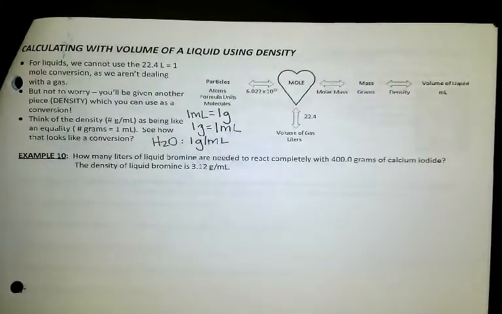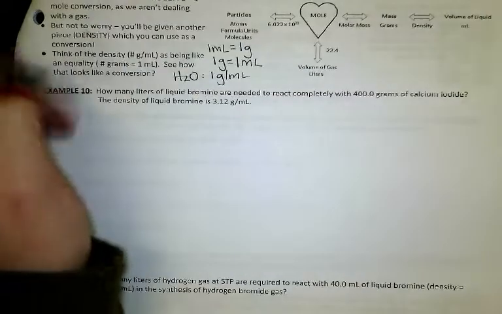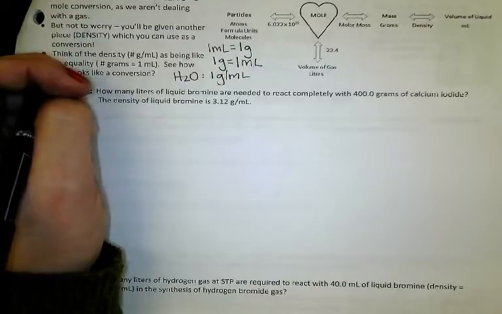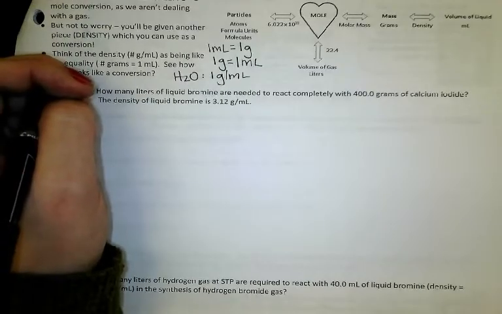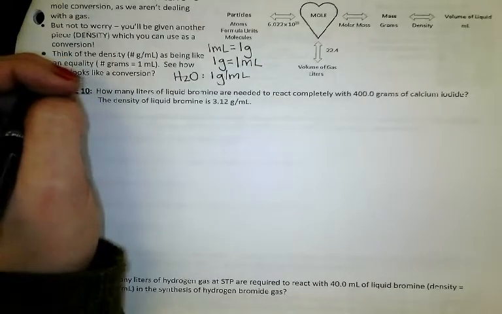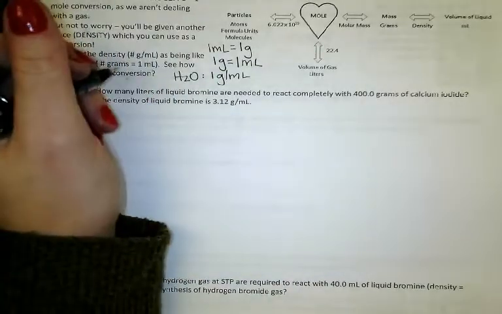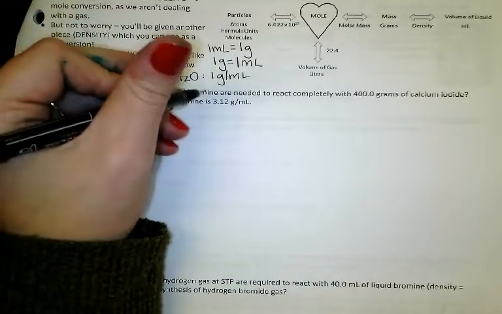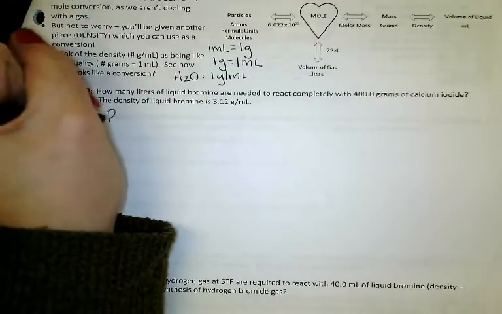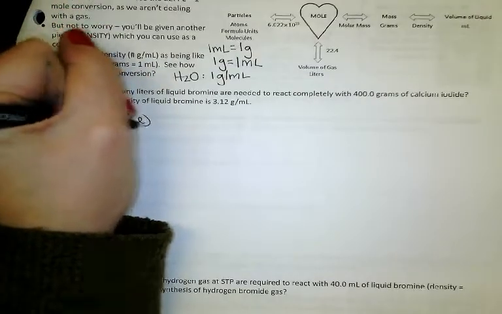So our first example says, how many liters of liquid bromine are needed to react completely with 400 grams of calcium iodide? Okay, the density of liquid bromine is 3.12 grams per milliliter. Okay, so it's liquid bromine reacting with calcium iodide. So we're going to put bromine is a liquid. Okay, bromine is a liquid. If you look on the periodic table, it's blue.